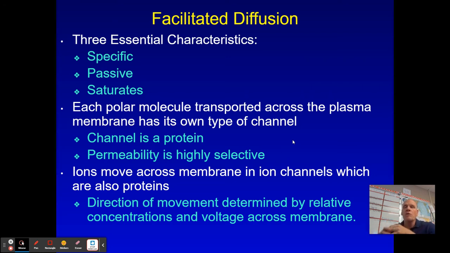And it saturates. What does that mean? It means that facilitated diffusion can only go as fast as you have the number of proteins. So let's say we have sodium transport proteins and we have 100 of them. As sodium builds up, it starts to move through those different proteins. Once all of those proteins are active in transporting sodium, the rate of the movement of sodium cannot increase because they are all involved in sodium transport. So that's what it means by saturating. It'll only go as fast as the number of proteins will allow that diffusion to occur. Okay.